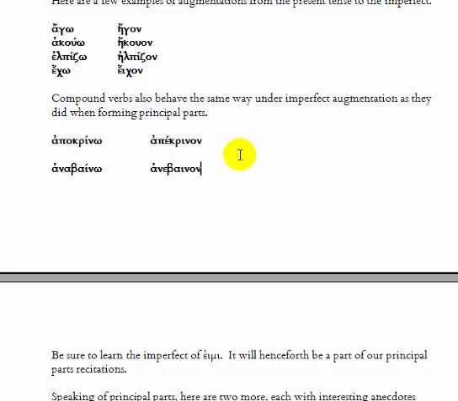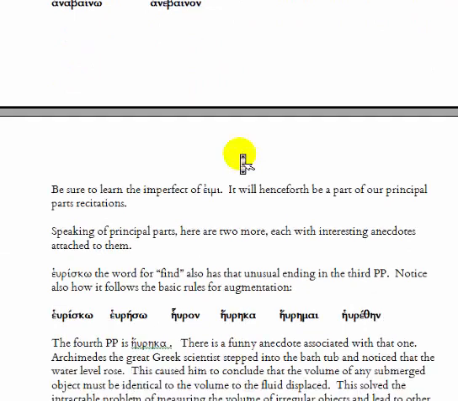Both of these are formed off the first principal part. So two functions we've seen for the first principal part so far: the present tense, both in the active and in the middle passive form, and the imperfect active. Soon enough we'll see the imperfect middle or passive form, same thing off the present tense.